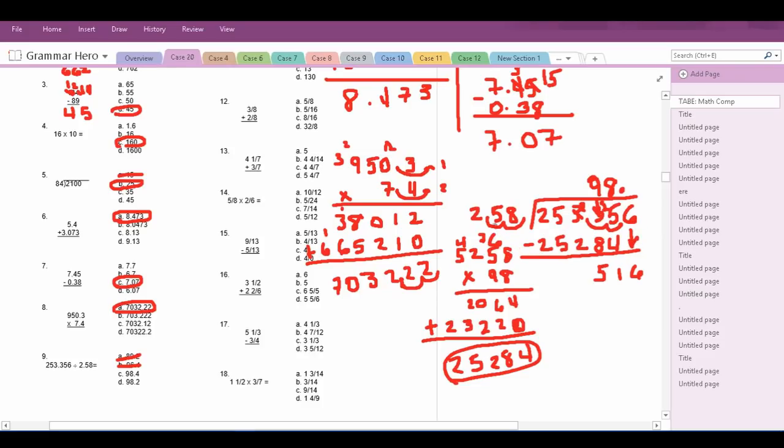Now we're saying to ourselves, how many times do we have to multiply 258 by to get 516? If we multiply 250 by 4, that would give us 1,000. Multiply 250 by 2, that would give us 500. So if we multiply 258 by 2, we're going to get 516. So we know that this is going to be 2. Okay? So the answer is D.